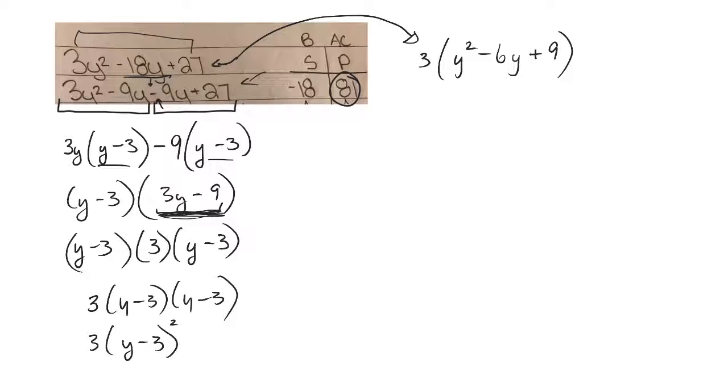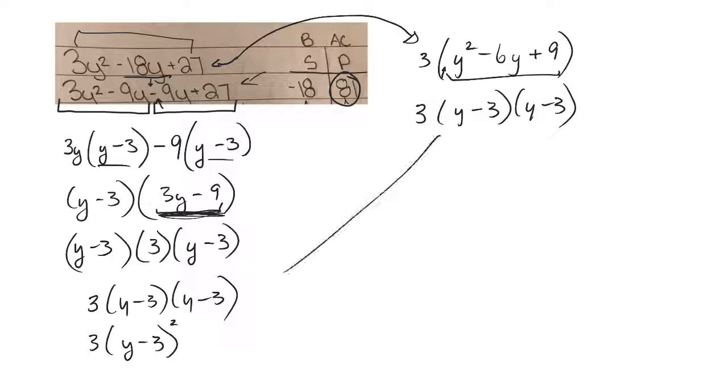And now this is a factor where there's nothing in front, so I can just say two things that multiply to 9 and add to negative 6. So they're both going to be a minus 3, and I have the 3 out front. So you notice that both answers are the same.